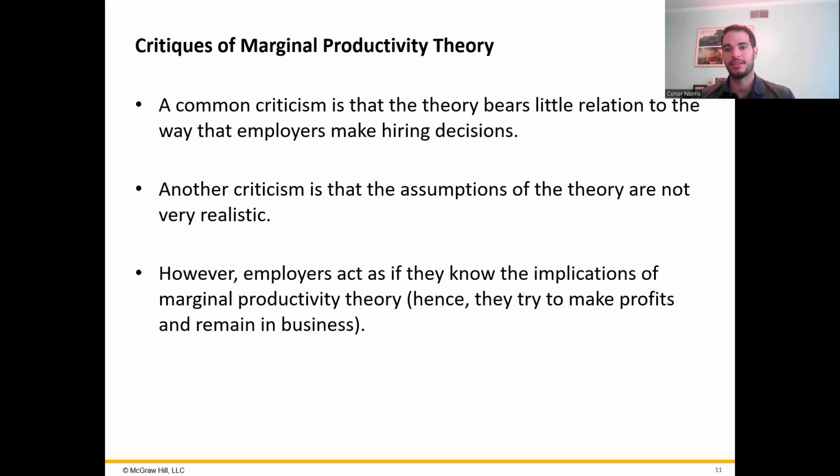Even though firms might not sit down and explicitly calculate the marginal productivity of each worker, and even if it's not possible to do so because of the complex production patterns, their actions will still align with the principles of marginal productivity theory. The key idea here is that firms are always trying to be as efficient as possible and trying to maximize profits to stay in business.